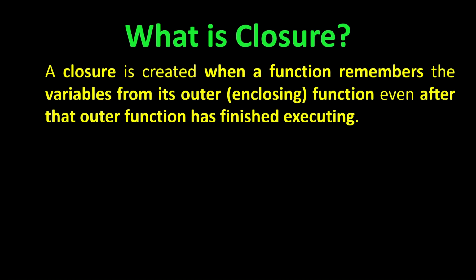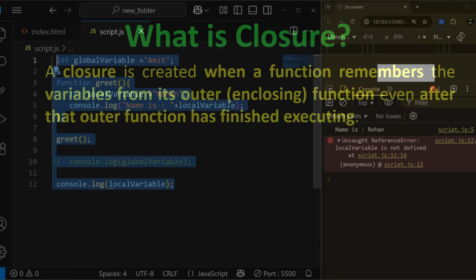Now, let's understand the concept of closure. A closure is created when a function remembers the variables from its outer function even after that outer function has finished executing. Let's understand it with a code example.